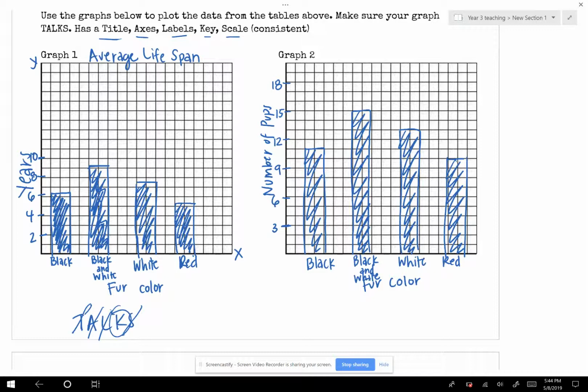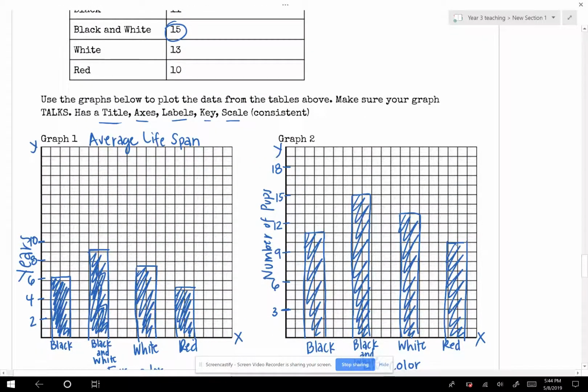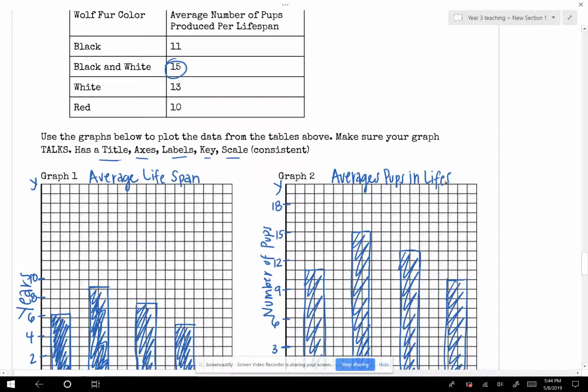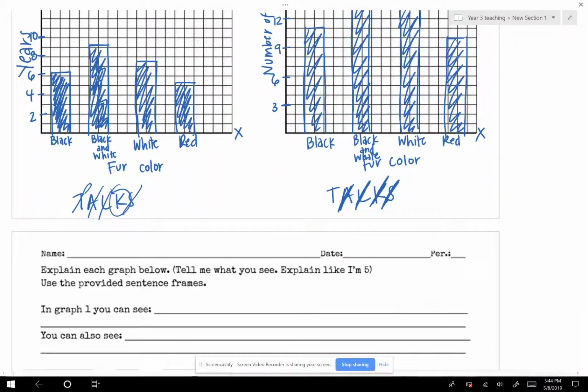So I'm just going to double check myself. A, L, K, and S, right? I don't need a key. I do have a scale. I do have labels. I did not label my axes, so I'm going to do that, right? And I don't have a title. Oopsies. Number one mistake, right? So average pups in lifespan. Lifespan is one word. I screwed up on the other one. Okay. So that one is that on there. So that is it.